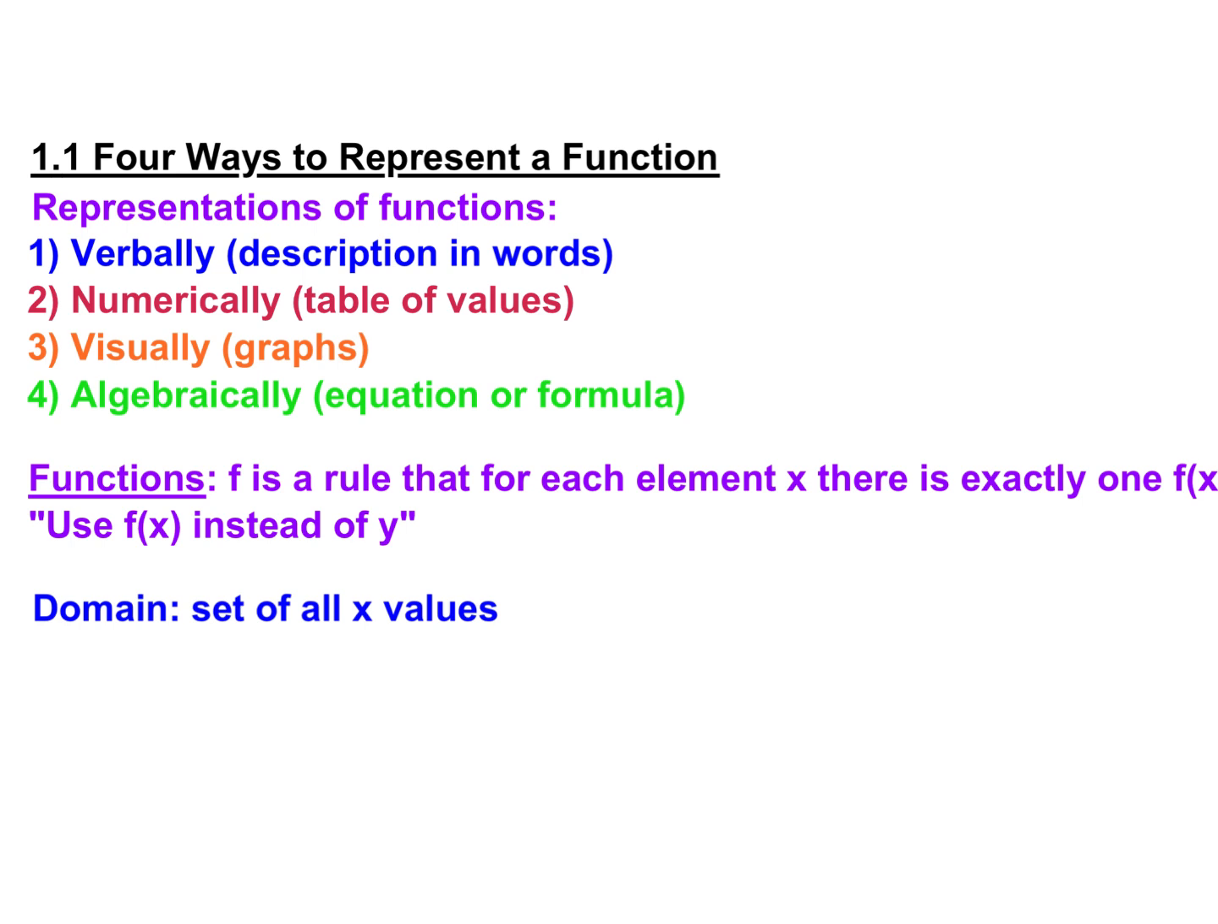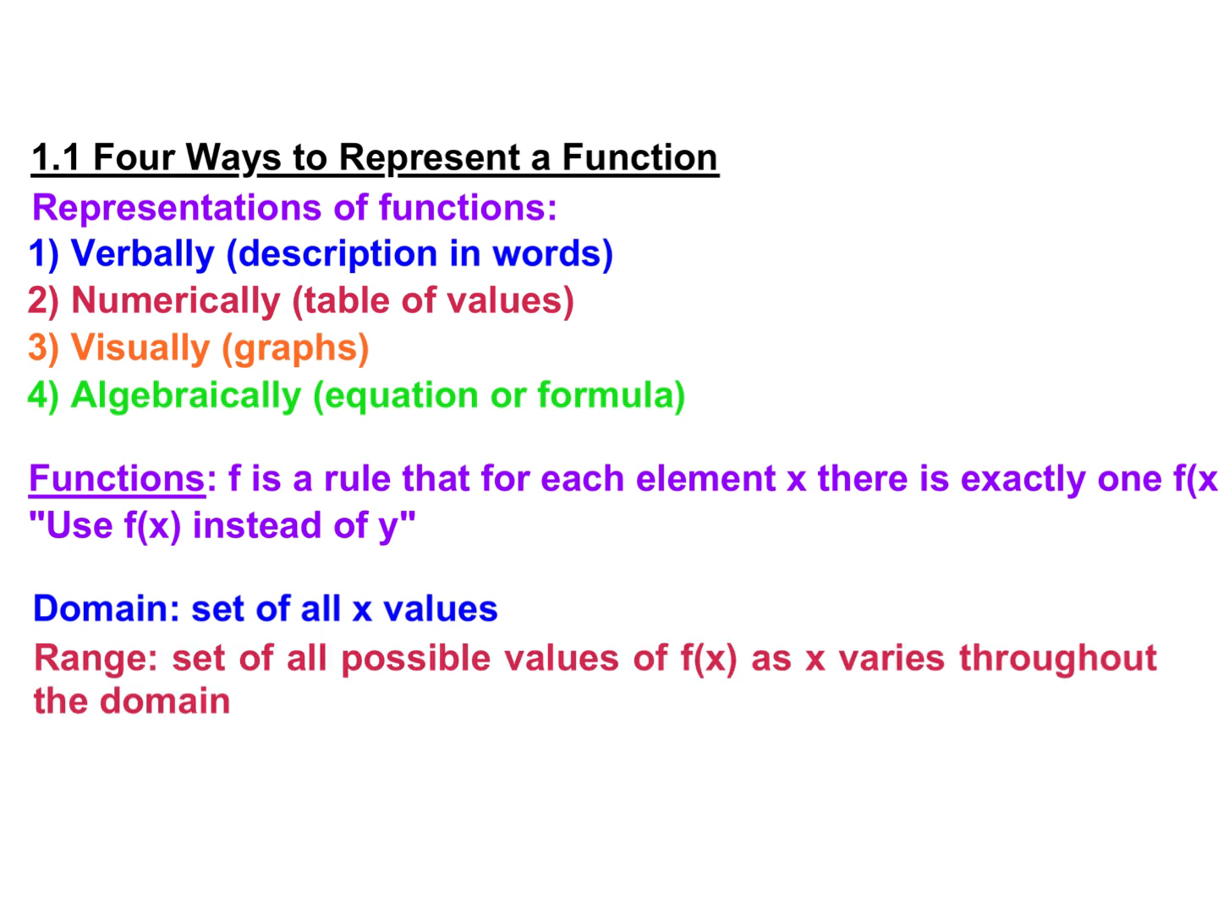So you should be able to figure out what the next line is going to be. What's it going to be? Range, yeah. Range: the set of all f(x) as x varies throughout the domain. So here's the thing that's a little bit different. Why didn't it just say set of all y's?